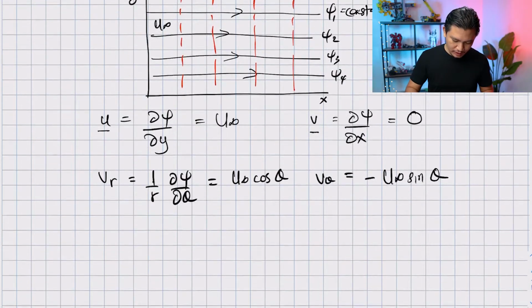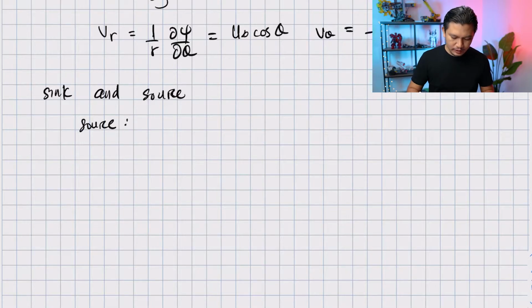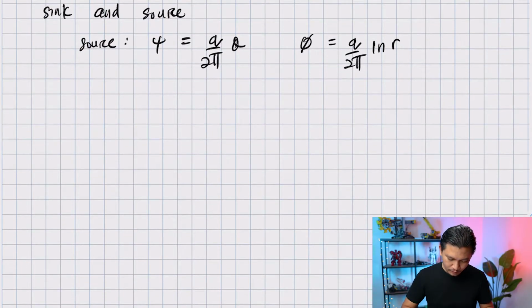Now the stream function for sink, let's write this here. So sink and source. And for source, the stream function is equal to psi equal to q over 2 pi theta, and the potential function phi is equal to q over 2 pi ln r. Now obviously this is in polar coordinate. So let's take a look at what a source would look like. So a source must originate from a single point. Okay, and from here it goes to all the directions.